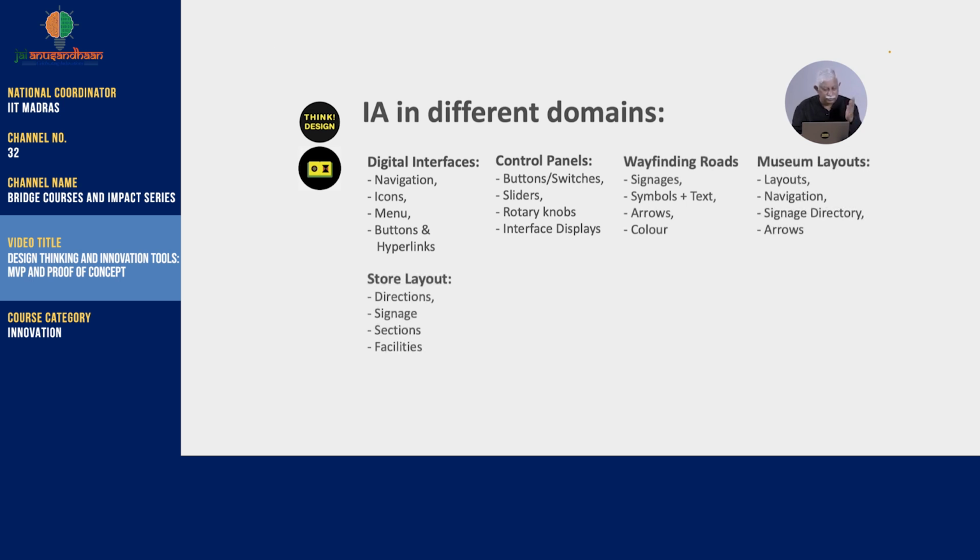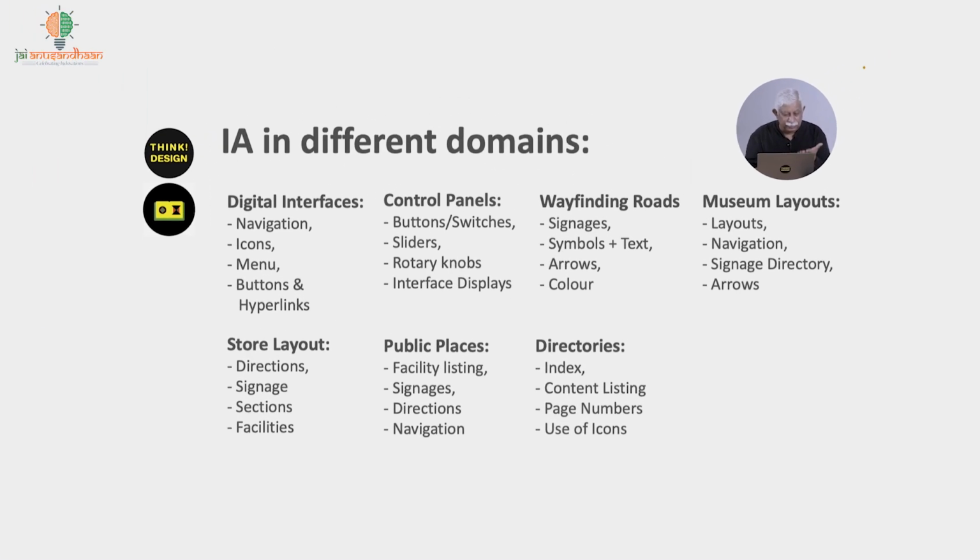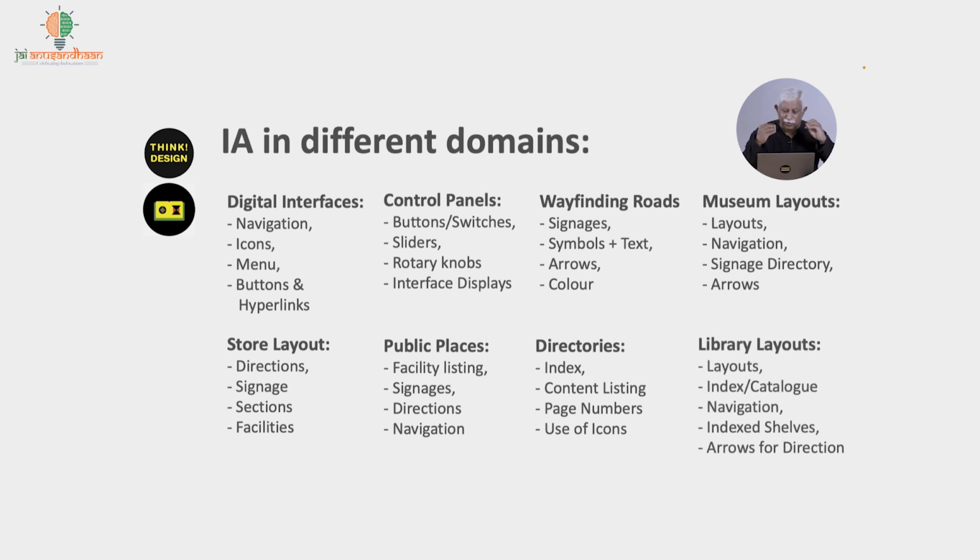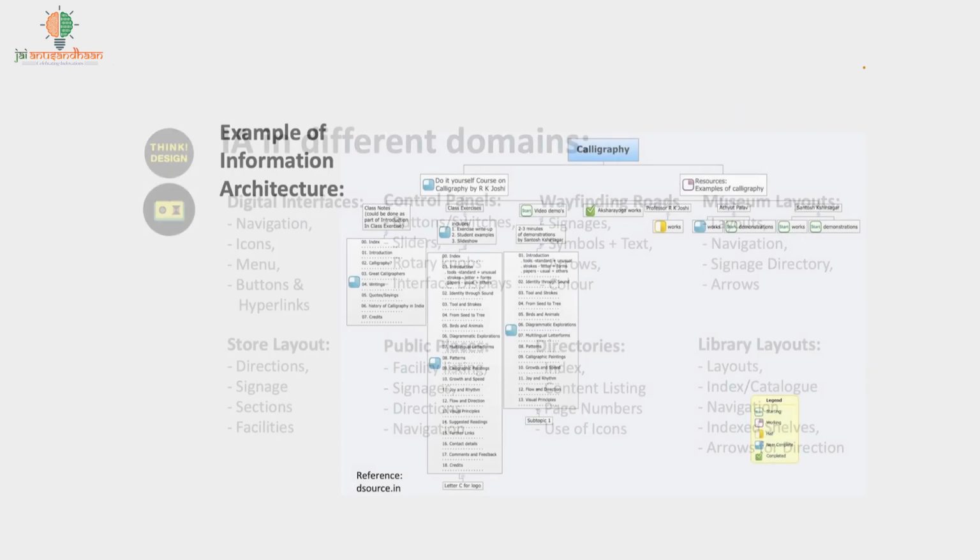Okay, so again, reading out digital interfaces, control panels, wayfinding systems, museum layouts, store layout, public places, directories and library layouts. Okay, so you'll see that there's a need for organizing the information, putting it into categories, having an index or catalog, doing a navigation system, having a signage system to locate it, use arrows for direction. So these are some of the common things, but it depends exactly on what you're trying to do.